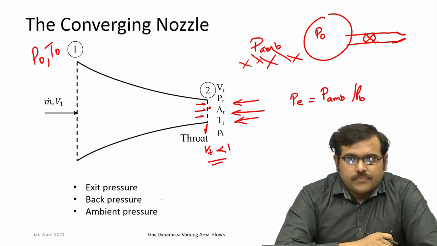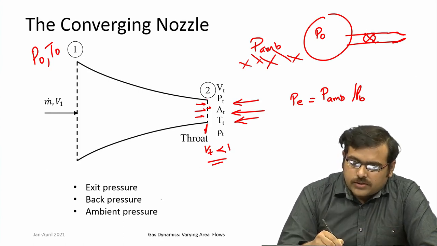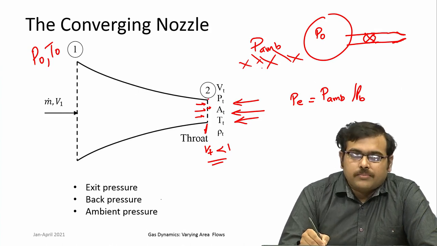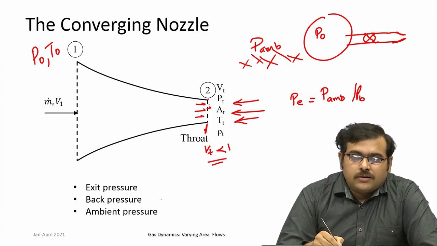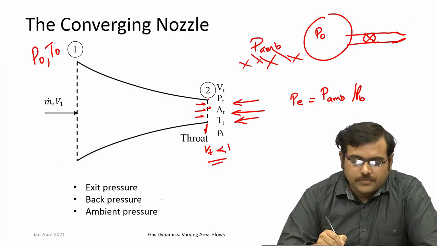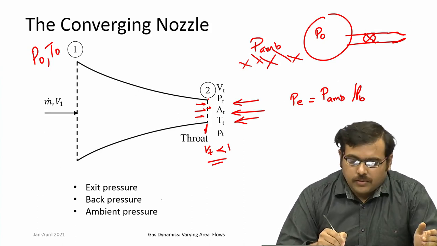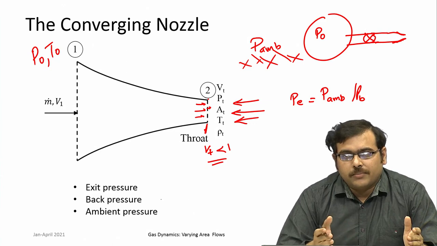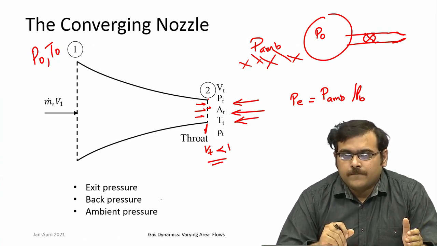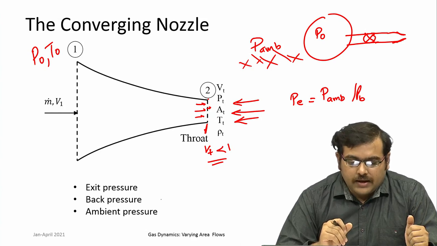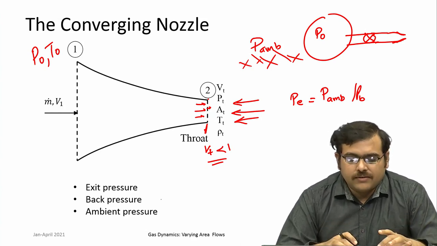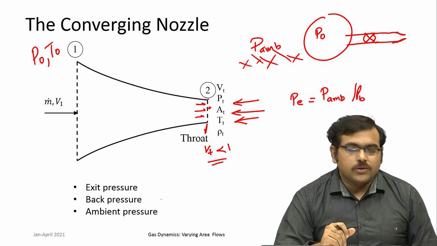So, the exit knows about the ambient pressure or the back pressure as long as the flow is subsonic. But the moment the flow changes over and becomes sonic or supersonic, then that information transfer gets cut off. So, there are consequences of that. How will that affect the flow here? Okay. So, let us go ahead with that.